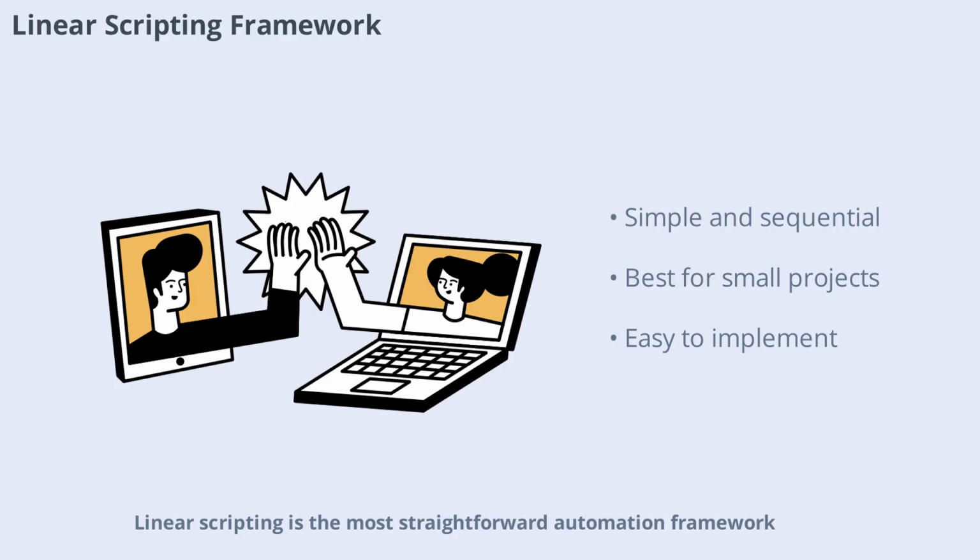Linear scripting is the most straightforward automation framework. Test cases are executed in a sequential order, making it easy to implement for small and simple applications. However, this approach can become difficult to maintain as the number of test cases grows. It's best suited for projects with limited scope and minimal changes, where simplicity and speed are more important than scalability.